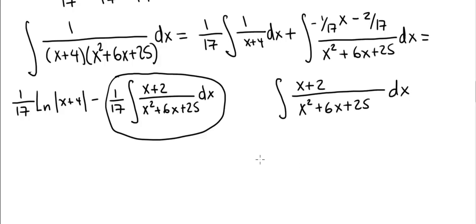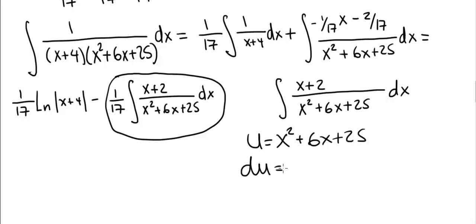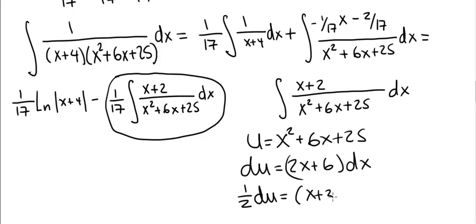Let's first try using substitution. Let u be the denominator, x squared plus 6x plus 25. Then du would be (2x plus 6) dx, and if we divide by 2, we get 1/2 du equals (x plus 3) dx. As you can see, in the numerator we have x plus 2, unfortunately, instead of x plus 3. So that's a slight problem.